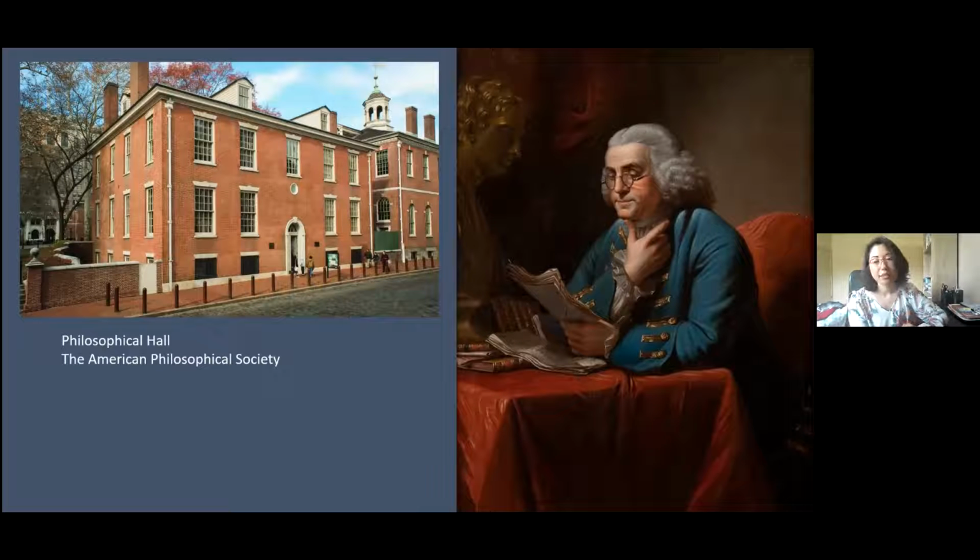For many years, the portrait hung in Philosophical Hall, the building you're seeing here, which was the home of the APS. It presided over all of their regular meetings. And today, this building continues to hold the APS offices and now the APS Museum, where annual exhibitions are held.